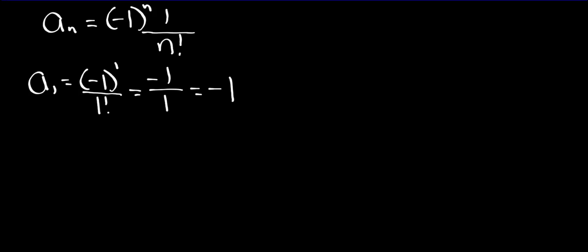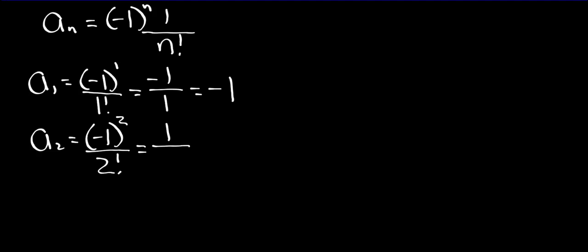Okay, now let's look at the second. Let's look at another term here. Let's look at A2. A2 is going to be (-1) to the second power over 2 factorial. Now, dig this. (-1) to an even power is going to be a positive. So what I'm going to get here is a +1 over 2 factorial, which is 2. So dig this now. We have these terms. We have -1 and we have 1/2. Okay, those are terms that we have so far.